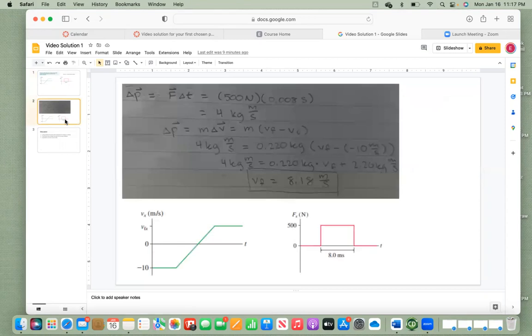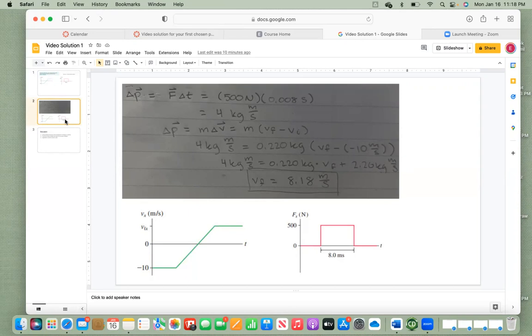So this is our work. We know that the change in momentum or the impulse equals the force times the change in time over which that force is exerted. So that's going to be the graph on the right. So over the course of 8 milliseconds, a constant force of 500 newtons is applied. So we can say that the change in momentum is 500 newtons times 0.008 seconds. So it's applied over 8 milliseconds.